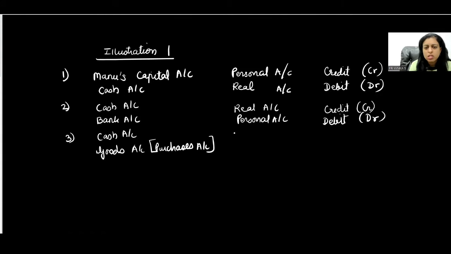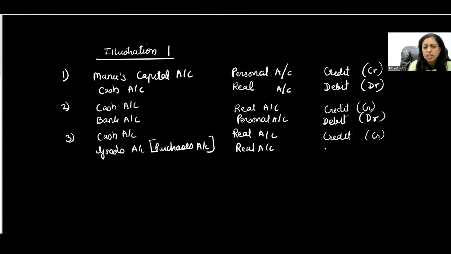Now, cash account is real account. It is basically, by now we are aware that it's a real account, property. Goods account, goods are also a real account, isn't it? Correct? So goods account is basically real account. In this case, cash is coming in or going out. Cash is going out because you're buying goods. So cash is going out, credit.